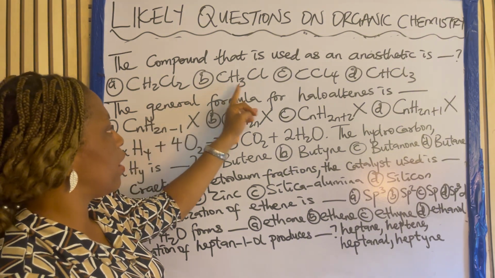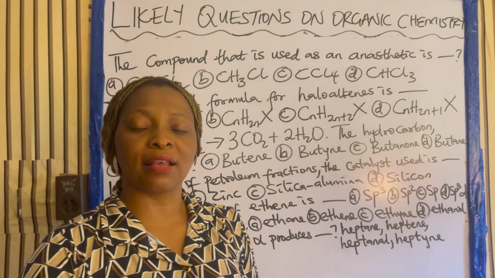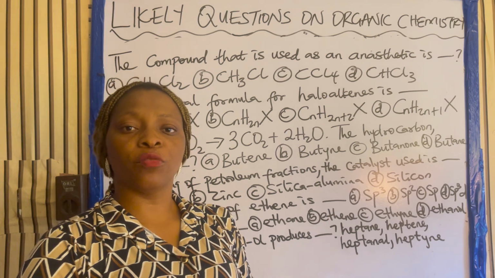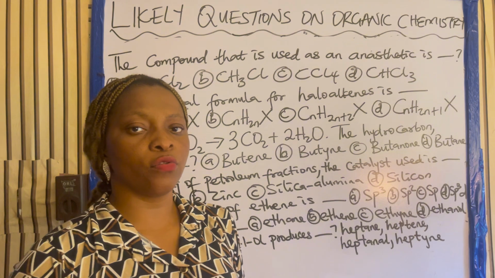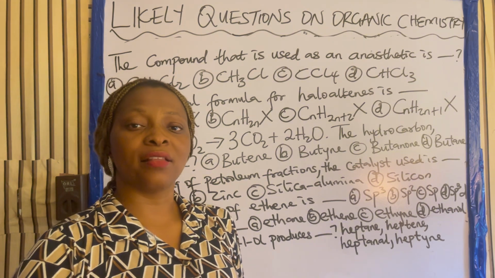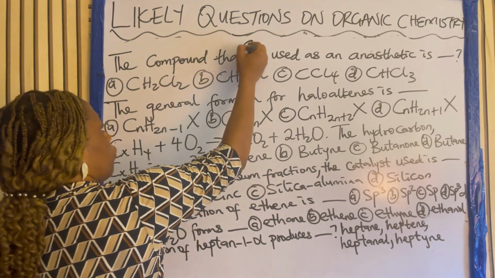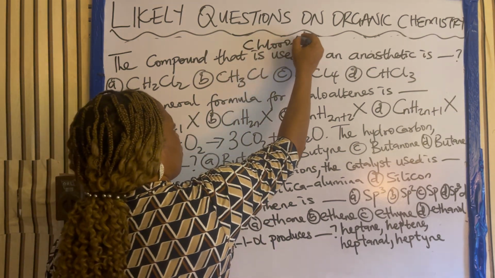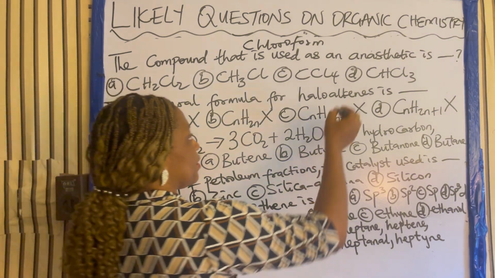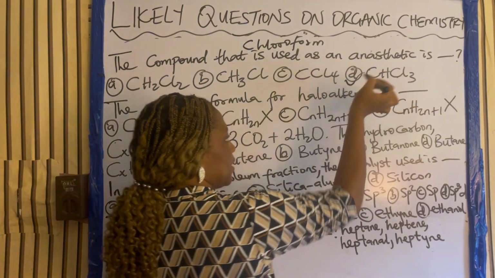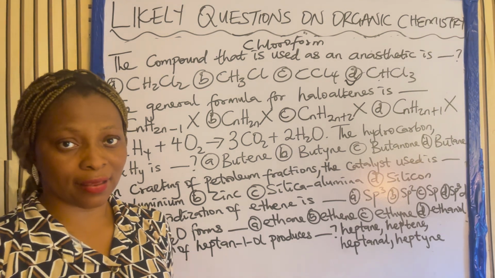Now, once you hear anesthetic, it is gotten from the reaction between chlorine and methane. The third product is what we use as an anesthetic, and it is called chloroform or trichloromethane. You call it chloroform or trichloromethane, and trichloromethane is D. That is the compound that you use as an anesthetic.